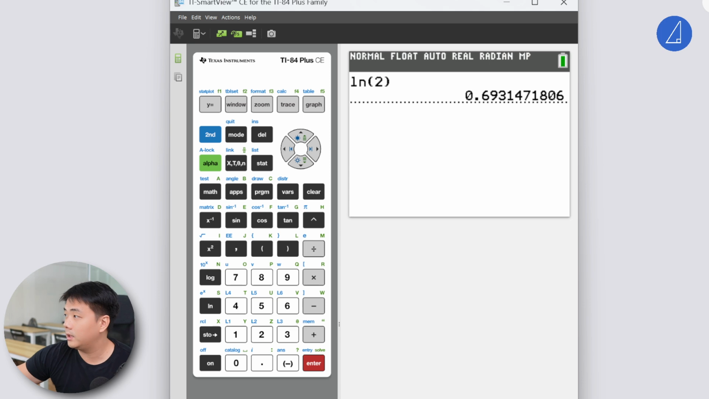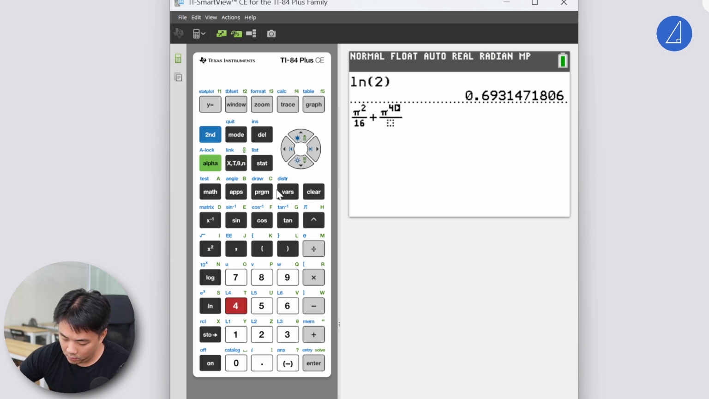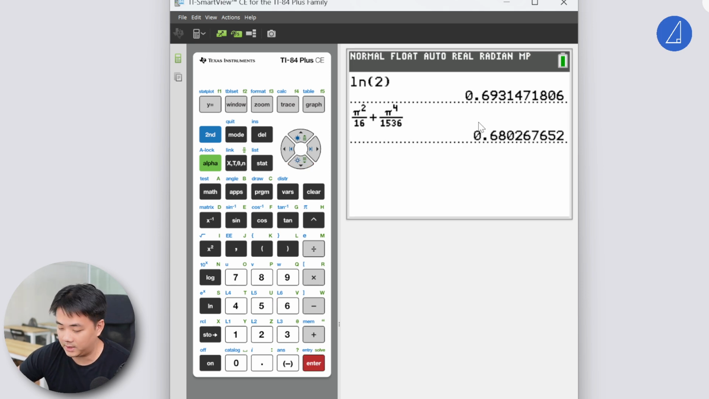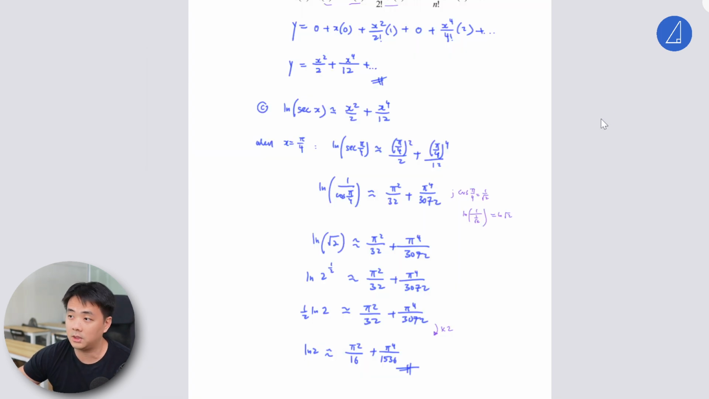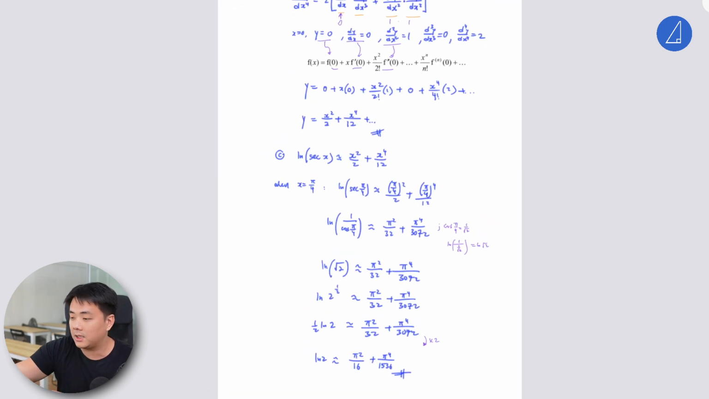Okay. So I'm gonna key in pi squared over 16 plus pi to the power 4 over 1536. Then you key in. Okay, these two values must roughly be the same, because 0.69, and the other one with 0.68, which is quite accurate. Okay, so it's approximate. It should be roughly there. Okay, so that's how you check your answer.